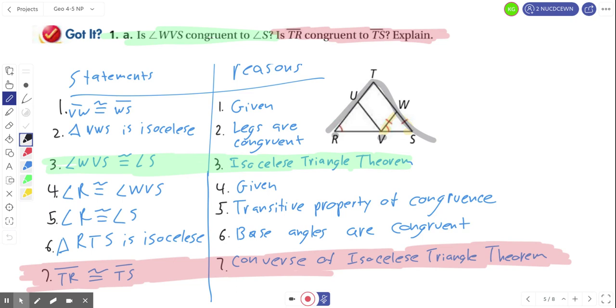And so then, if WVS is congruent to S and WVS is congruent to R, then R is congruent to S by the transitive property of congruence. We can put one little arc here to show it's congruent to those other two angles. Therefore, we know that the base angles of triangle RTS are congruent, therefore it is isosceles. And if it's isosceles, then those sides we have highlighted, line segment TR and line segment TS, must be congruent by the converse of the isosceles triangle theorem.